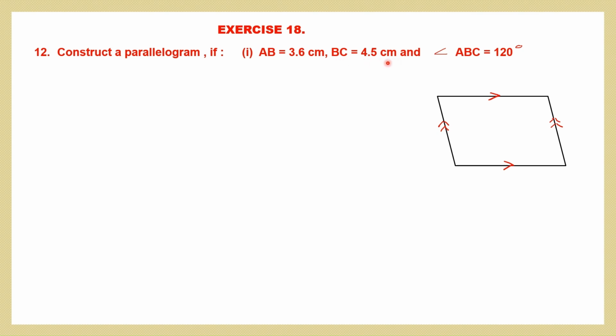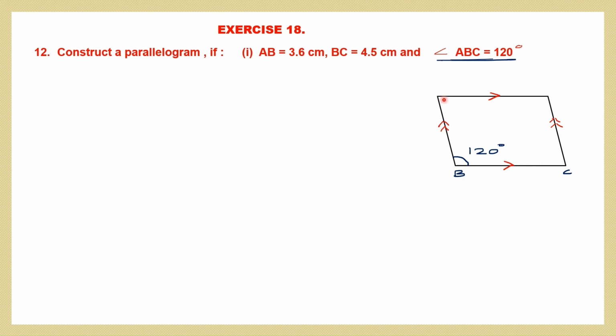Now let's take BC. There are two reasons. One is this measurement is greater than this, so we can take this as the base. Also, here it says angle ABC is 120. So if we take BC as the base, then it will be easier for us to get angle ABC is 120. It will be this side. Otherwise, if you take AB as the base, 120 degrees will come here. You can take it any way. This is the slightly easier way.